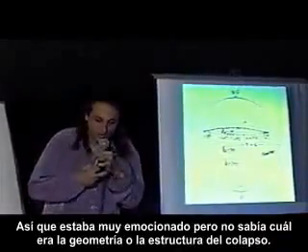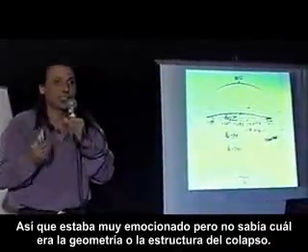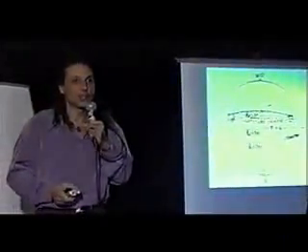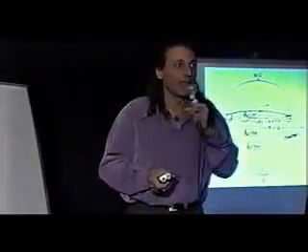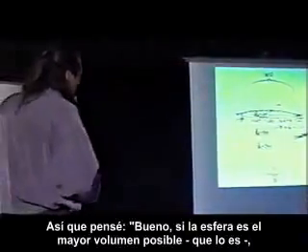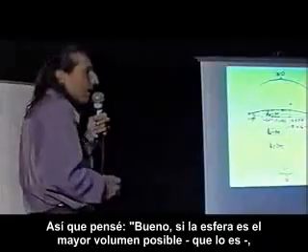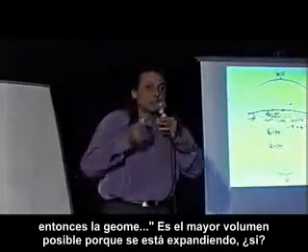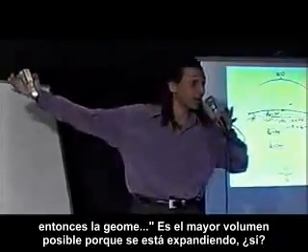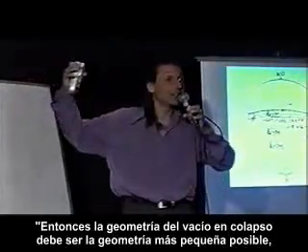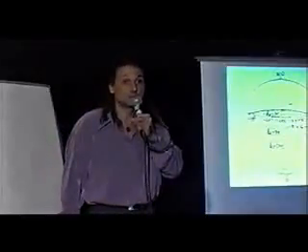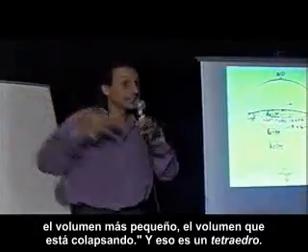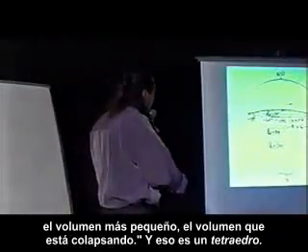So I was really excited about that, but I didn't know what was the geometry or the structure of the collapse. I knew one thing, is that the geometry of the collapse had to be in equilibrium. So I looked and I thought, well, if the sphere is the highest volume possible, which it is, because it's expanding, right? Then the geometry of the collapsing vacuum must be the smallest geometry possible. The smallest volume, the volume that's collapsing. And that is a tetrahedron.